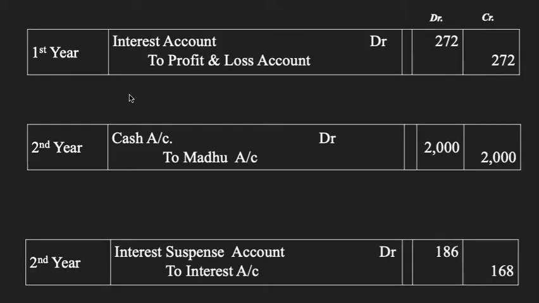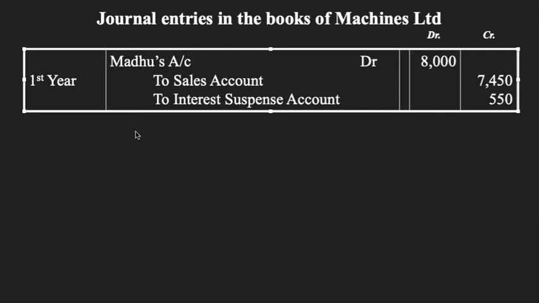The entry will be Madhu's account debit, to sales account 7,450, to interest suspense account 550, right? The narration is that the goods have been sold on the installment system. So the journal entry will be Madhu's account debit to sales account and to interest suspense account, right?